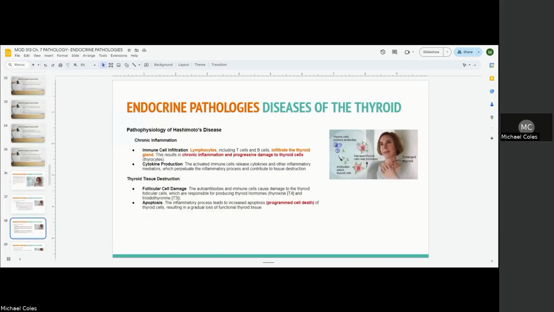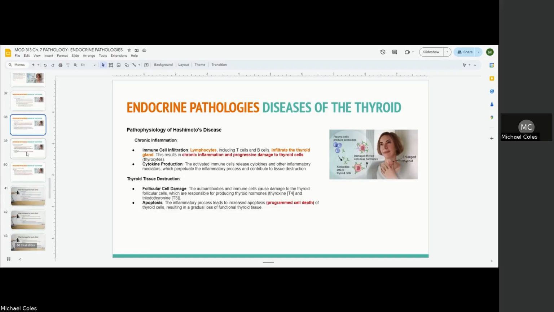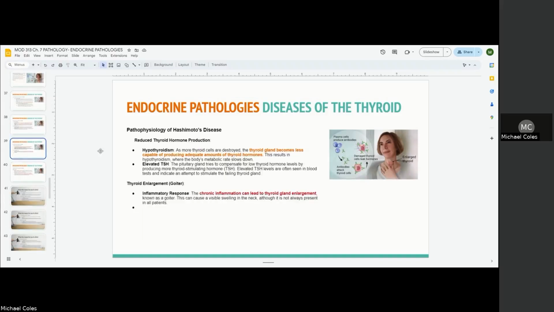So chronic inflammation, the lymphocytes, white blood cells, or your immune system, they're going to come in and they're going to destroy your thyroid cells, and then they can actually trigger the cells to kill themselves, right? So you need these cells for proper metabolism and brain function and heart function. So again, chronic inflammation can lead to the enlargement of the thyroid.